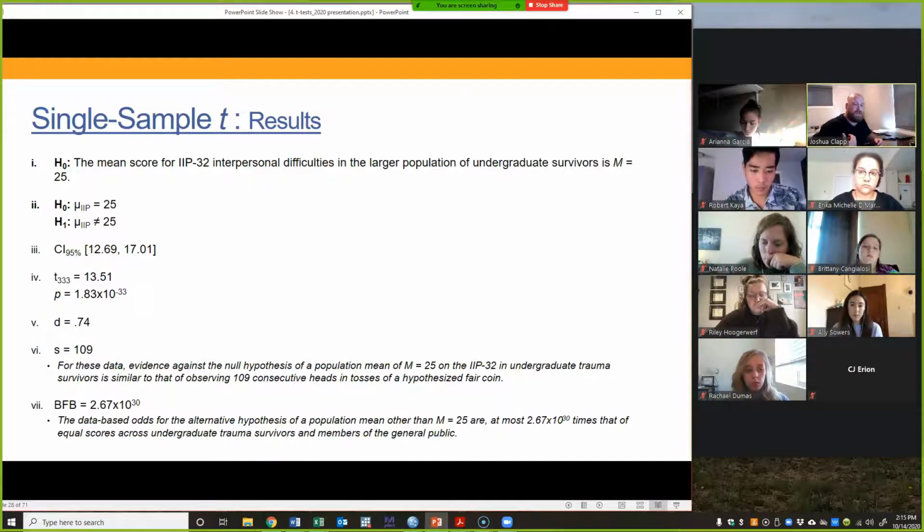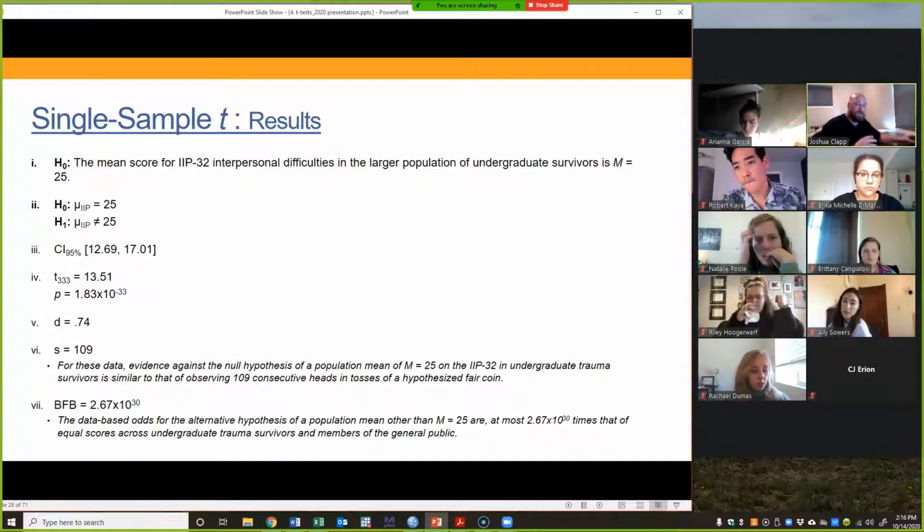p equals 0.0009 is a very different number than p equals 1.83 times 10 to the negative 33rd, right? And so we use some exponential notation to really highlight the magnitude of difference here.